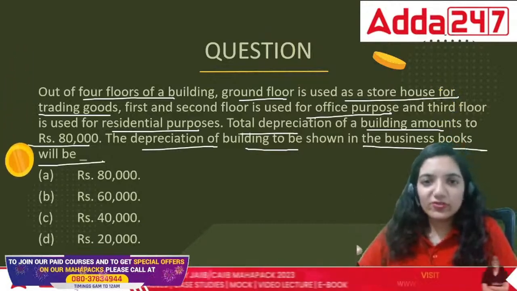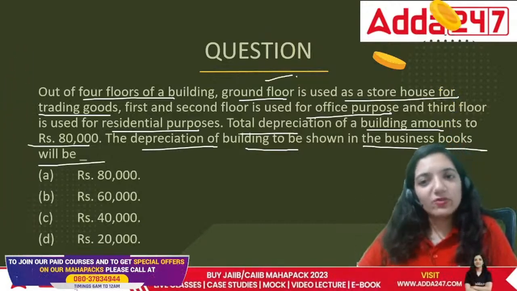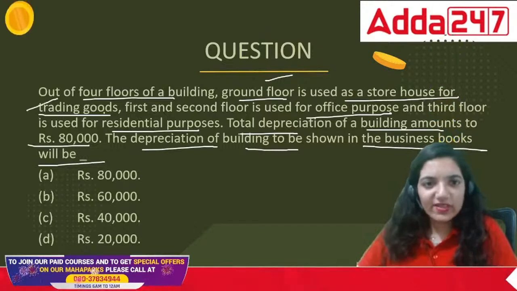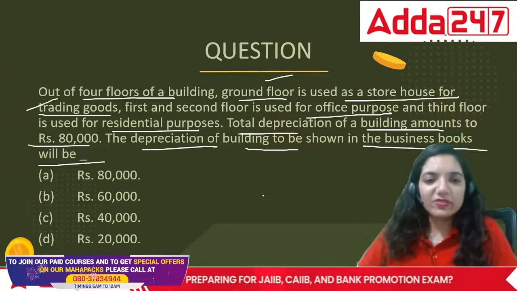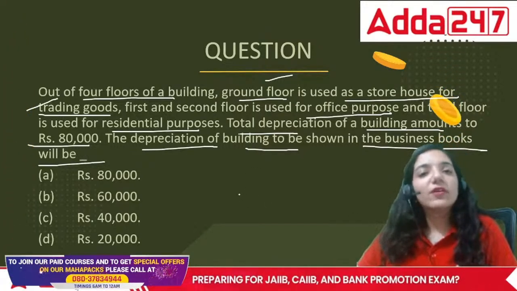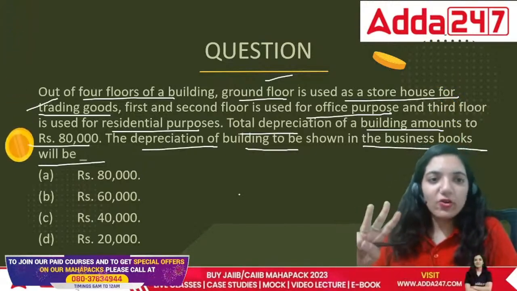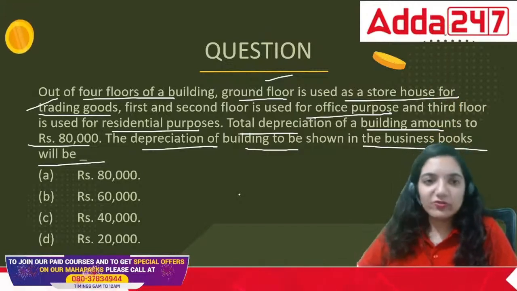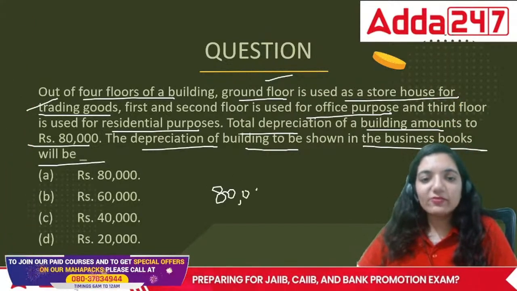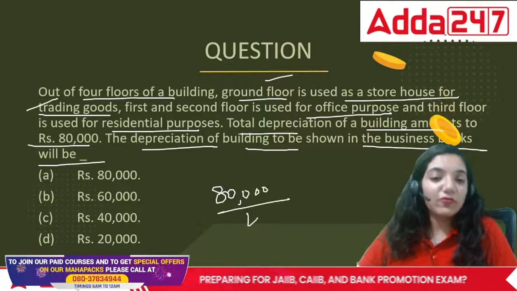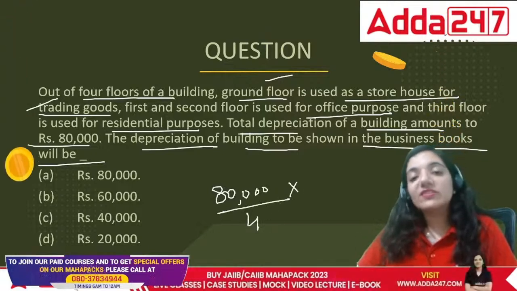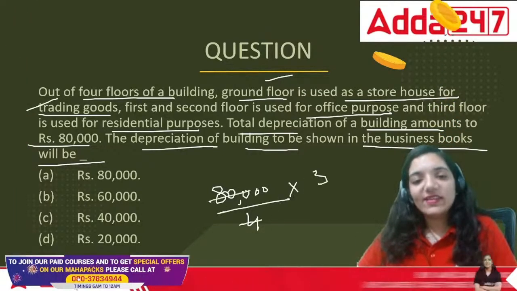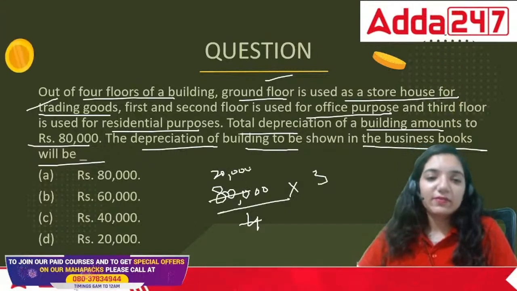There are 4 floors. Among the 4 floors, ground is exclusively used for trading the goods. First and second is used for official purpose. That means out of the 4 floors, 3 are used for the business, and 1 is not used for the business. So 80,000 is the depreciation for 4 floors. What is the depreciation for 3 floors then? It would be 3 into 20.